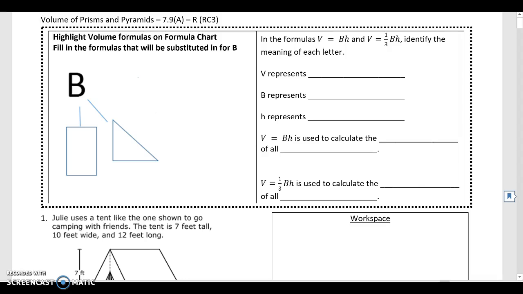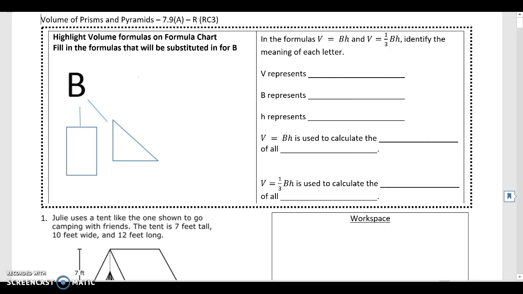Okay guys, so today we're going to be reviewing volume of prisms and pyramids. So go ahead and take a look at your formula chart, find the title where it says volume, and underneath that you'll see prism, and for prism, volume equals big B times height, and for pyramid, volume equals 1/3 big B times height.